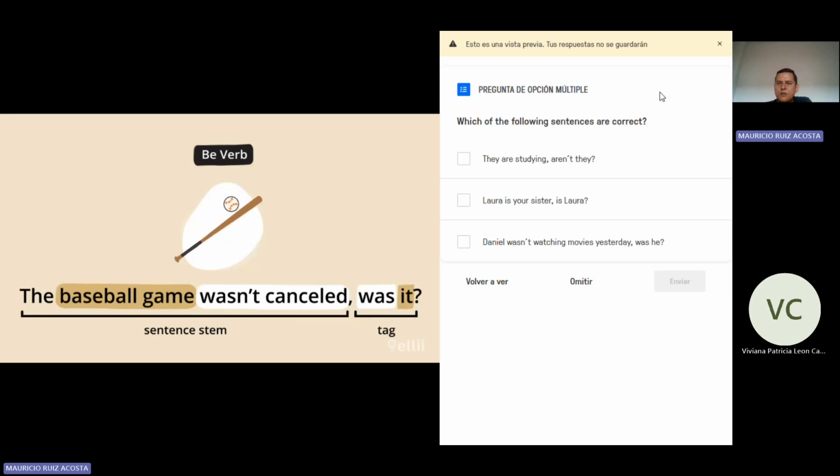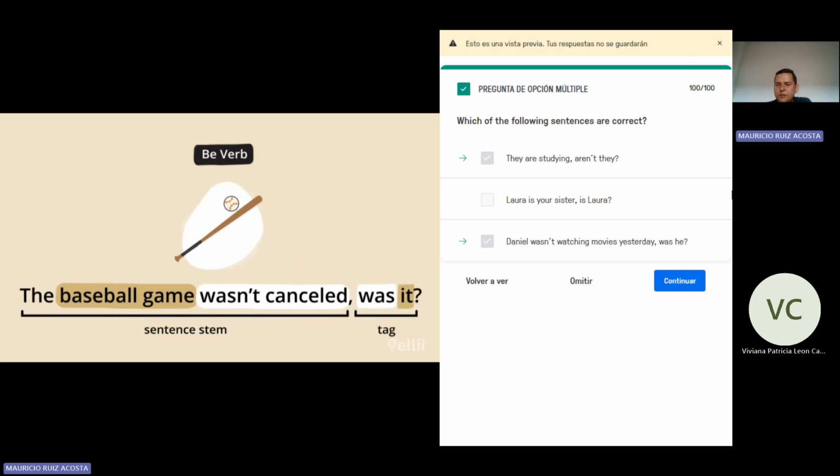For example, in this one, which of the following sentences are correct? "The students aren't, are they? Laura is your sister, isn't she?" Or "Daniel wasn't teaching yesterday, was he?" Then let's find out. I believe the second one is correct. Continue.